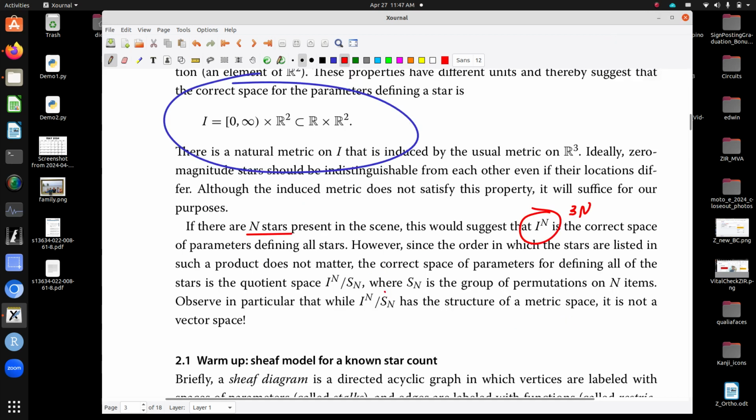But we want to look at this expression too. What does this mean? This is just mathematically saying we're going to mod out by something. We're going to get rid of the fact that we don't actually care what order they are in. So this is just the permutations of n items. It just means if we have stars A, B, and C, and we record them as B, C, and A, we don't care what order they're in as long as we get 3 stars. We're going to consider those to be equivalent solutions.